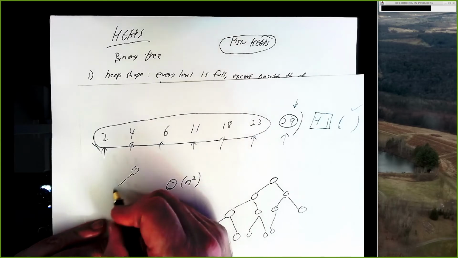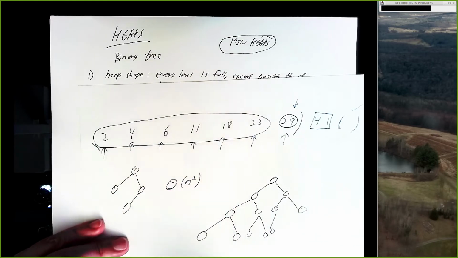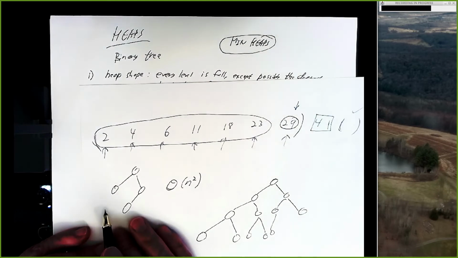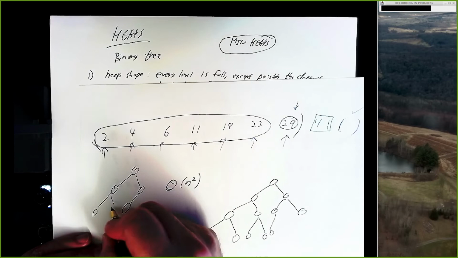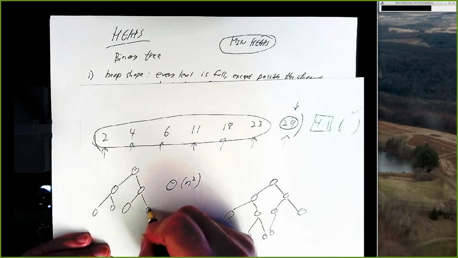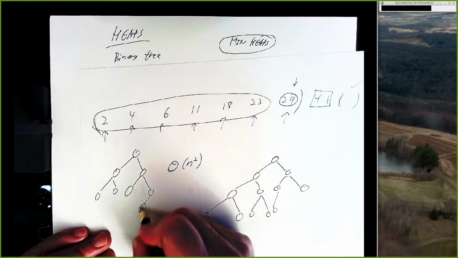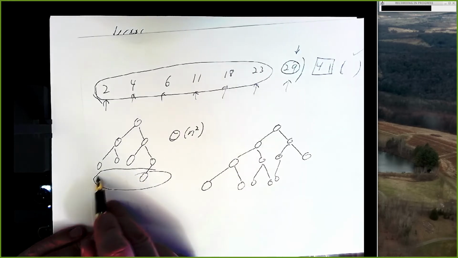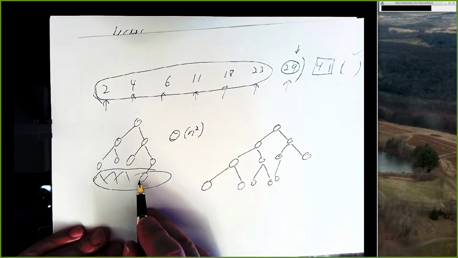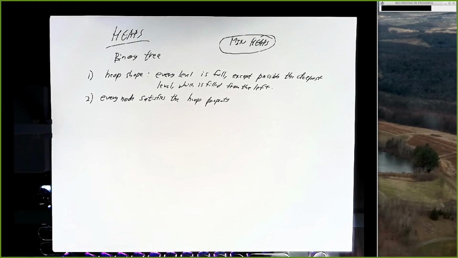So this is a heap, this is a heap, this is a heap. This is not a heap, because the deepest level is not filled in from the left. But if I had nodes here and here, that would be a heap. And if I put a node here, that's also a heap. But if I put a node over here, it's not a heap anymore, because the deepest level is not filled in from the left. I need to go here, here, here, here, here, here before I can go here. Alright, so that's the first requirement.